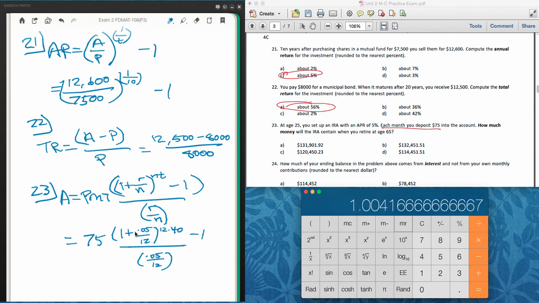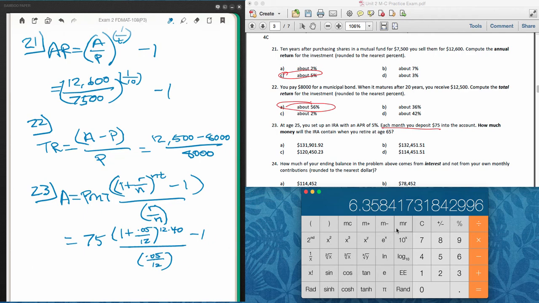Okay? And so now we're going to take that value and raise it to the power of 12 times 40. Well, 4 times 12 is 48, so this is 480. So I'm going to click on that value and go 480. And so that value right there is equal to 7.358. I'm going to subtract 1, or 6.358.